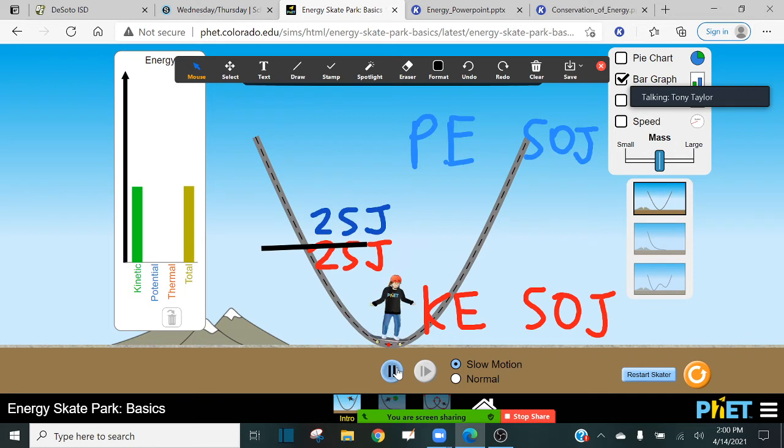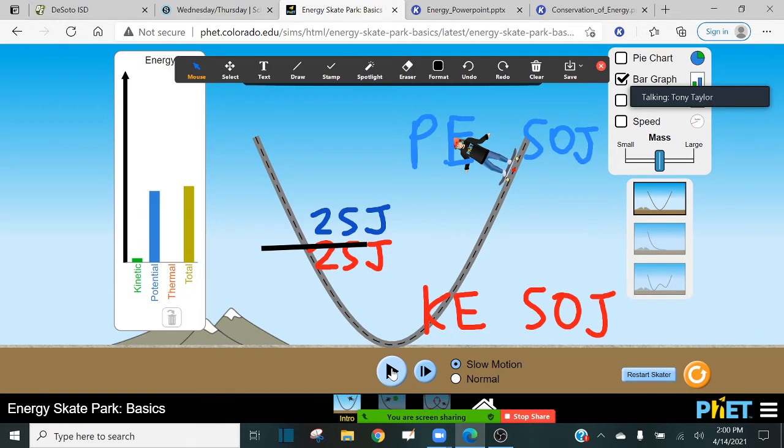And notice when he reaches this point right here, all of that potential energy gets converted to kinetic energy. So now he has 50 joules of kinetic energy. And then back at this point right here, he has 50 joules of potential energy. Okay, so you guys get the point.